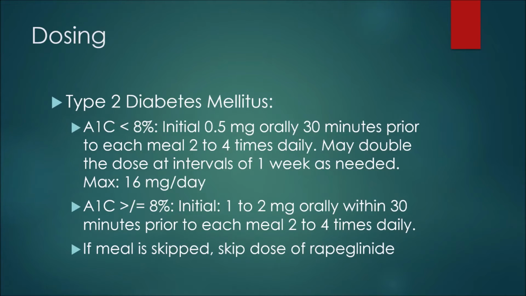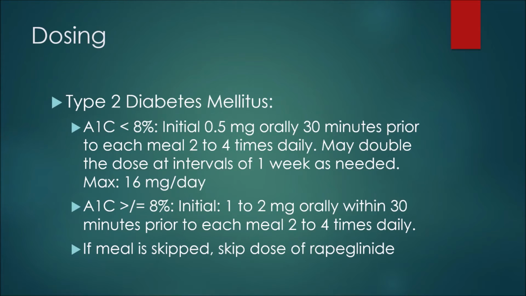Now for dosing with Repaglinide, so in the treatment of type 2 diabetes, if after blood work the A1C of a patient is less than 8%, the initial dose would be 0.5 milligrams orally 30 minutes prior to each meal, 2 to 4 times daily. The patient may double the dose at intervals of 1 week as needed until they get the response they need. The maximum dose would be 16 milligrams per day.